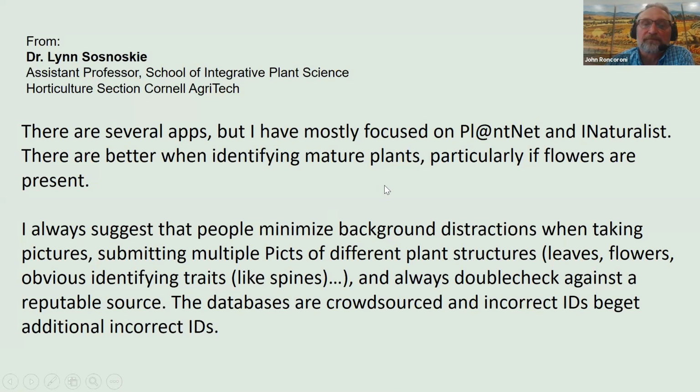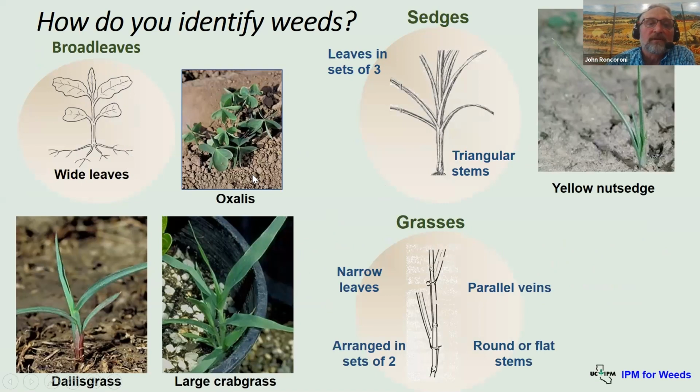So how do you identify weeds? Here we have different weeds. Broadleaves, like oxalis. We have sedges with triangular stems, and a good example for us is yellow nutsedge. Grasses have narrow leaves, parallel veins, and round or flat stems. And here we have large crabgrass and Dallisgrass. We'll get more into this a little bit later.